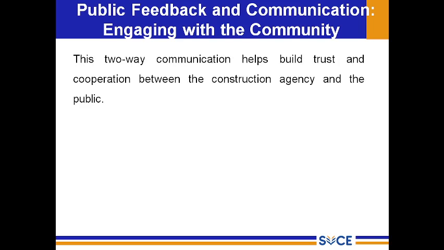This two-way communication helps build trust and cooperation between the construction agency and the public. See, this is very important. This is very crucial. So we simply cannot do the detouring in a residential area. They have to get the feedback. They need to get the approval from those people who are residing on the detouring route. Then only the people won't oppose. They agree. Their concurrence is very much important.